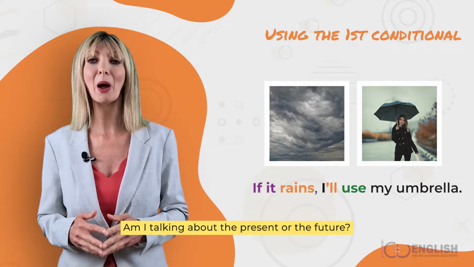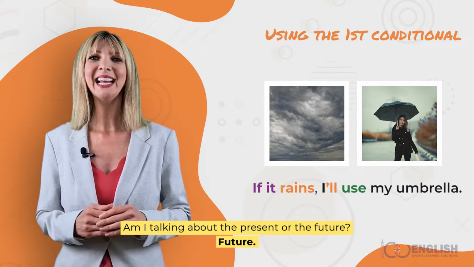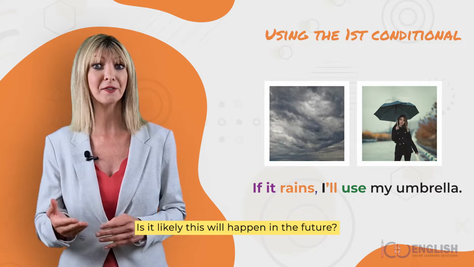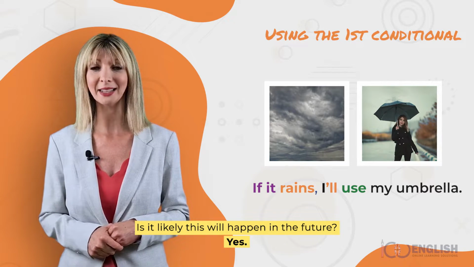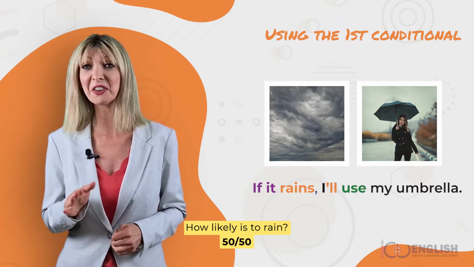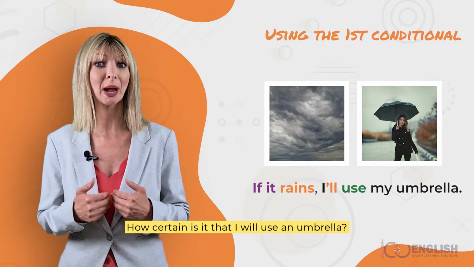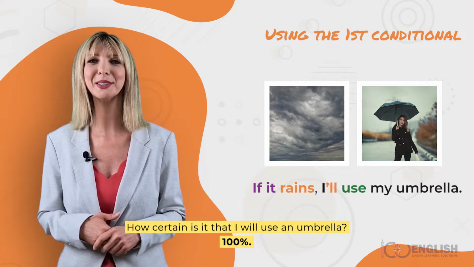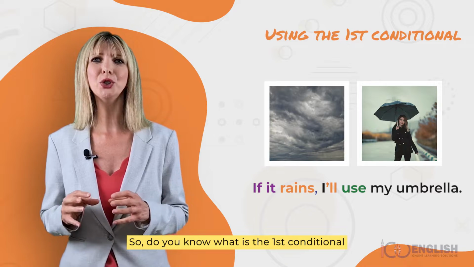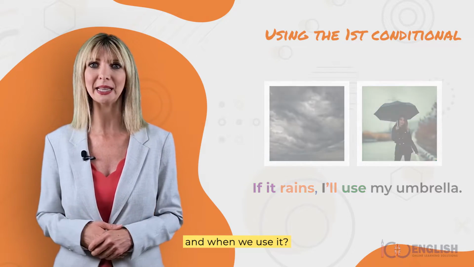Am I talking about the present or the future? Future. Is it likely this will happen in the future? Yes. How likely is it to rain? 50-50. How certain is it that I will use an umbrella? 100%. So do you know what is the first conditional and when we use it?